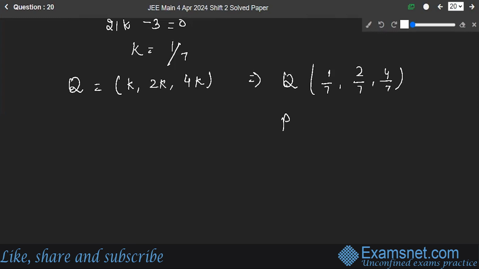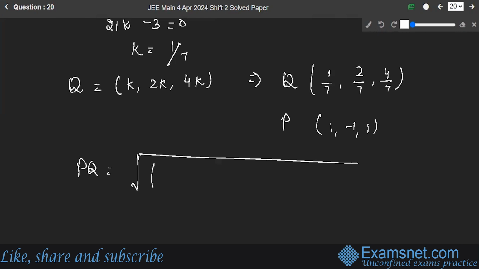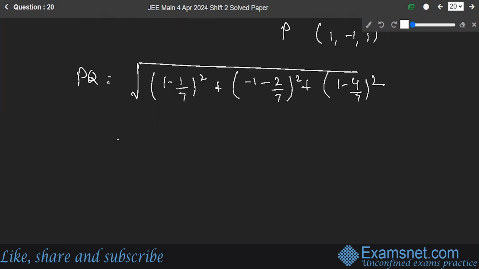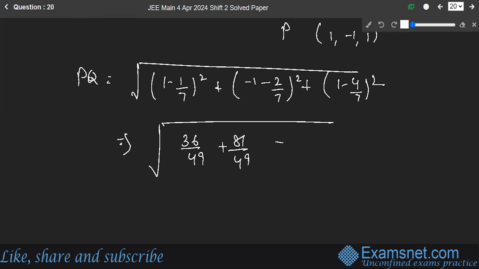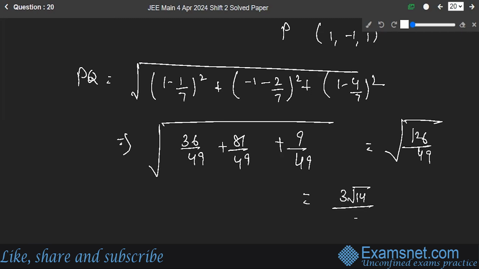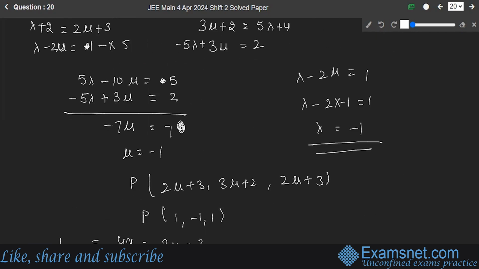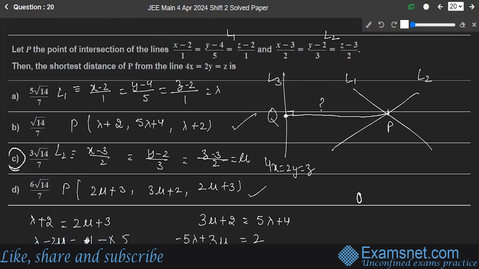Now you have the P coordinates, you have the Q coordinates. You can easily find out PQ. This will be given by 1 minus 1 by 7 square, minus 1 minus this square, 1 minus this square. Or this is 6 upon 7. So this is 36 by 49, 81 by 49, 9 by 49, which is 126 by 49. Or this will be equal to 3 root 14 upon 7. So this is the answer to the question, 3 root 14 upon 7. You have C option as the right answer. Hope you're clear with this. Let's move to the next question then.